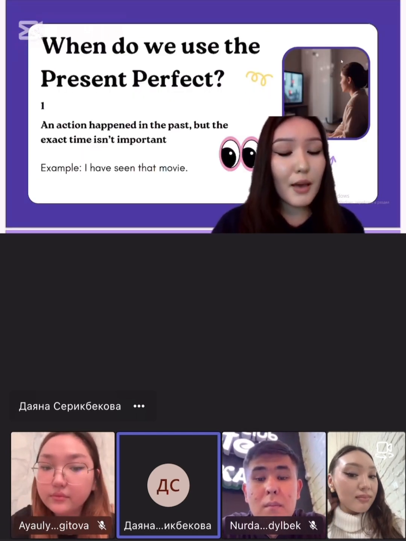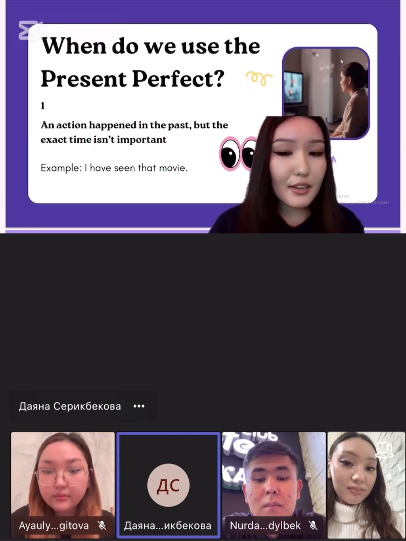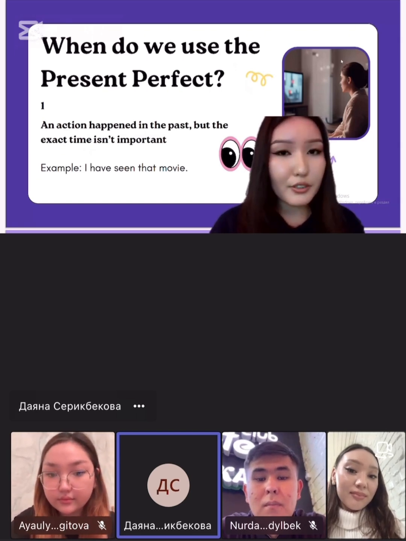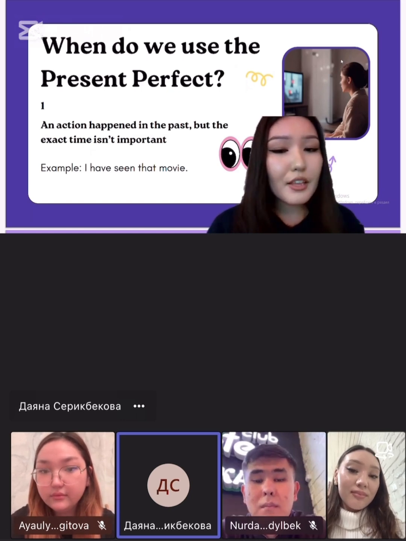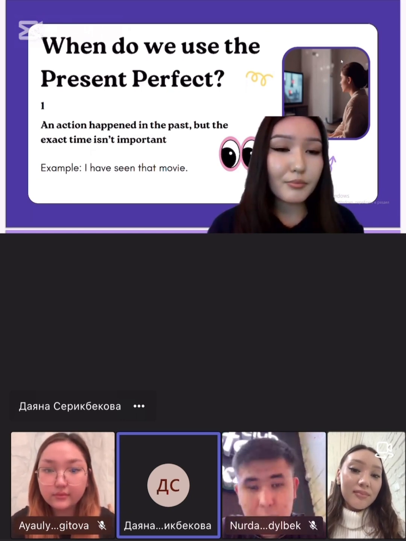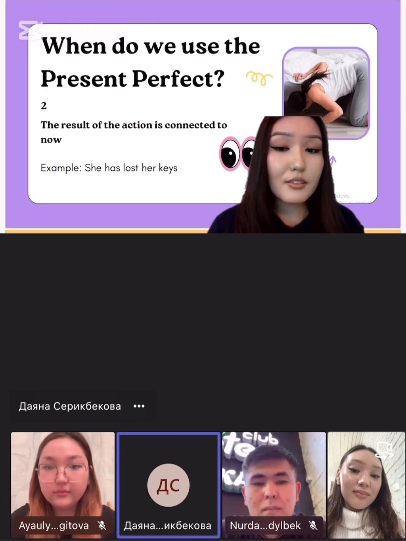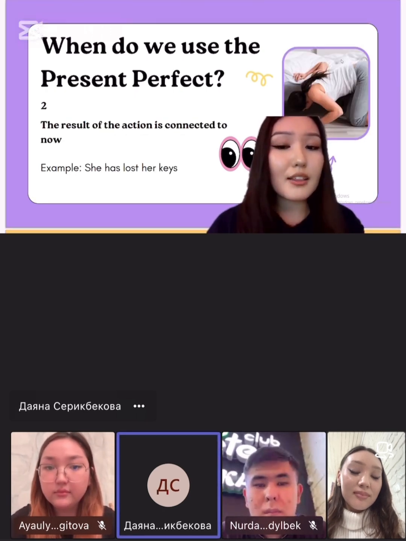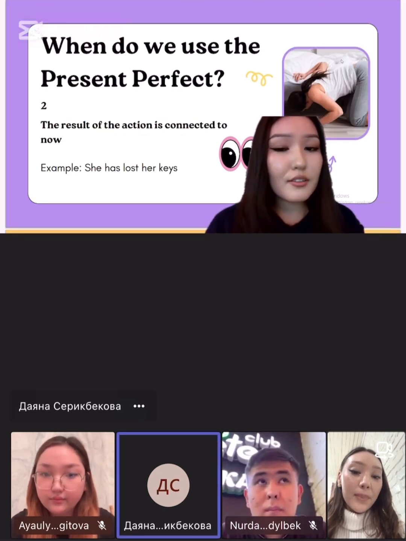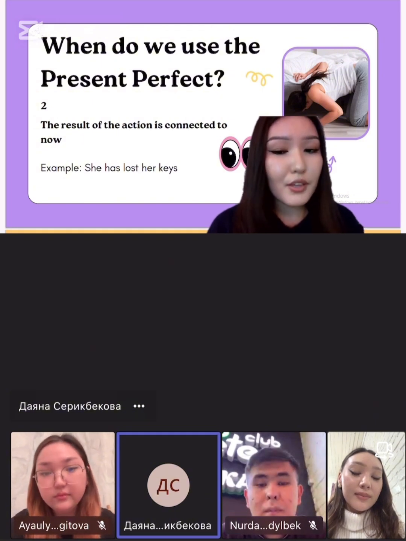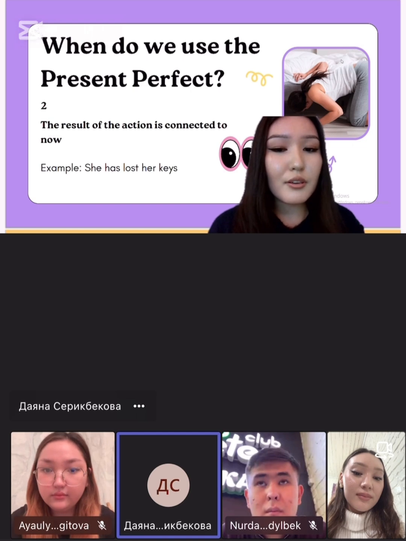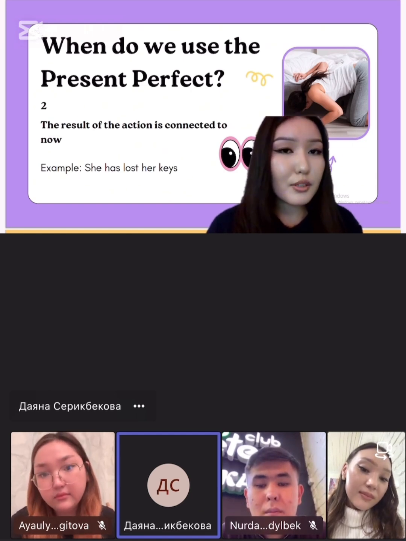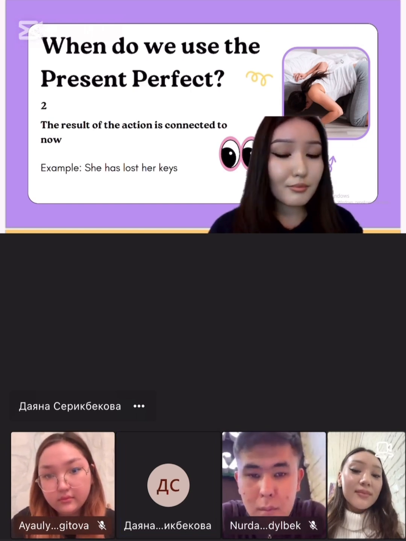Firstly, when an action happened in the past, but the exact time isn't important. For example, I have seen that movie, or I have seen that movie half a dozen times. The second case is when the result of an action is connected to now. For instance, she has lost her keys, which means she still doesn't have them now, or she has lost the will to live. So, is it understandable?